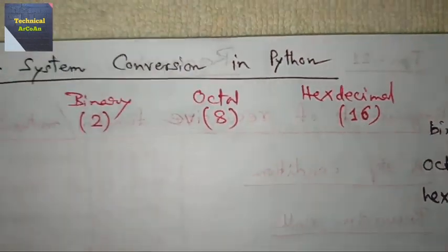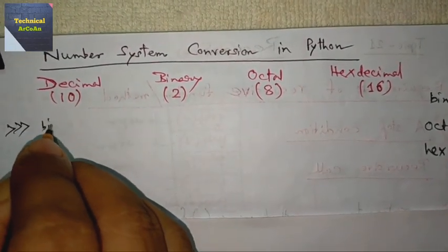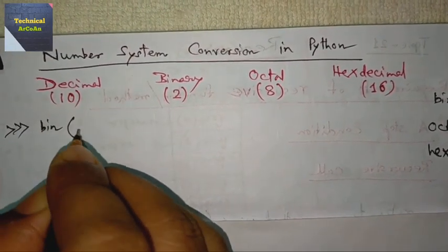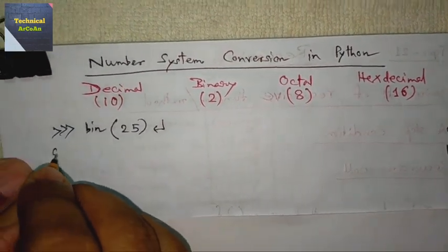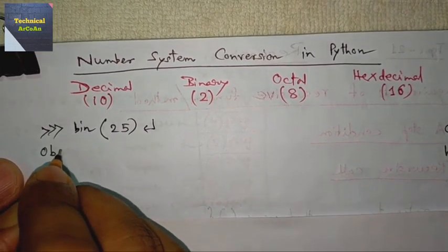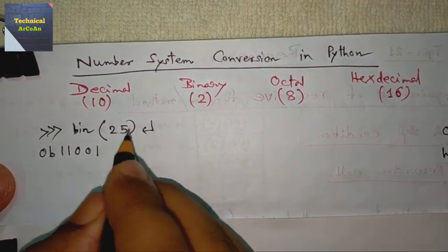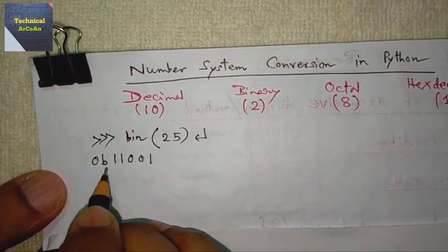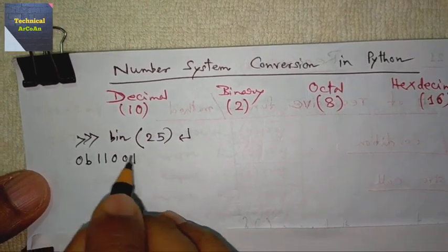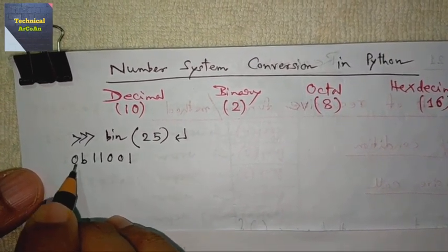Let's go for an example. Suppose we write bin and give a decimal number 25, and if we enter, we get 0b11001, which is 25 in decimal converted into binary. We already discussed that if it is a binary number in Python, the prefix should be 0b.